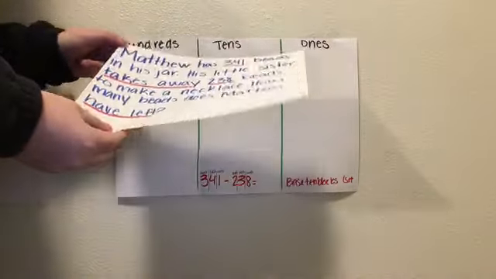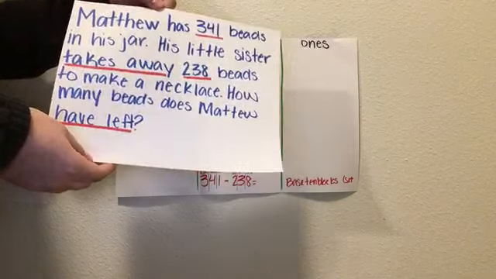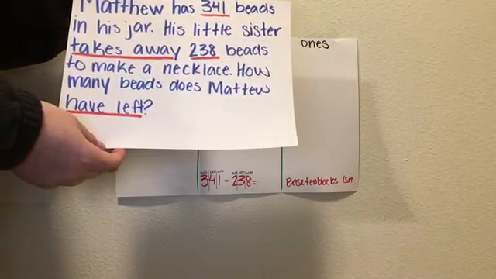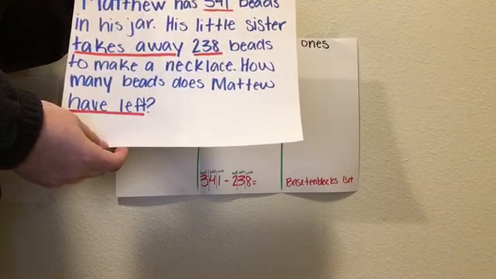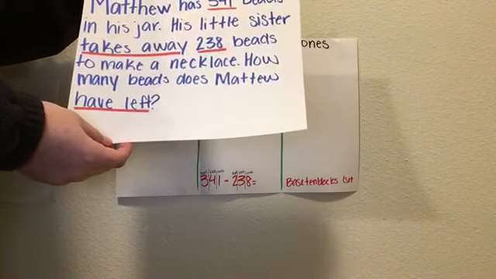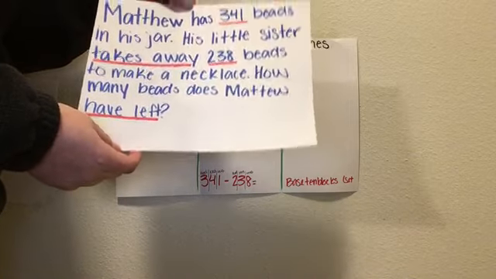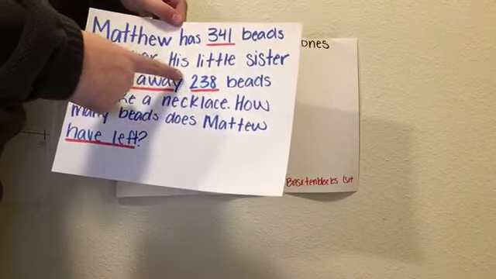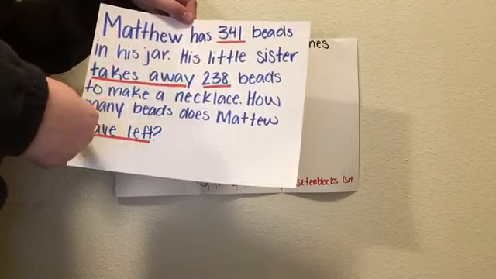So in this D&E, I'm going to be talking about how Matthew has 341 beads in his jar. His little sister takes away 238 beads to make herself a necklace. How many beads does Matthew have left? So as you can see, I underlined 341, 238, takes away, and have left.